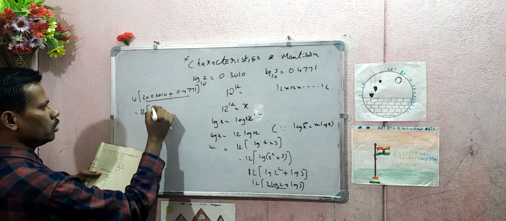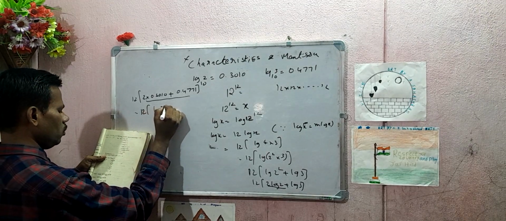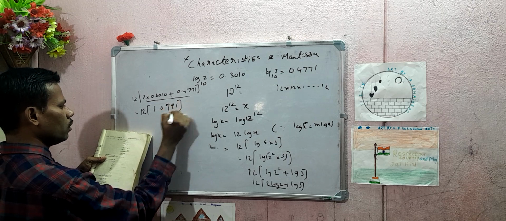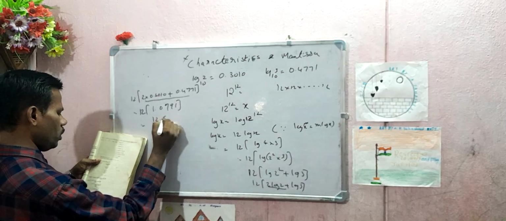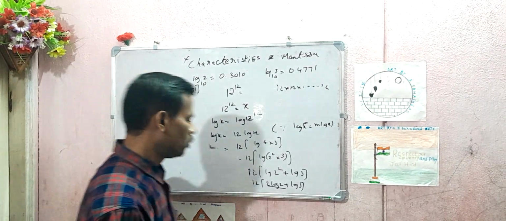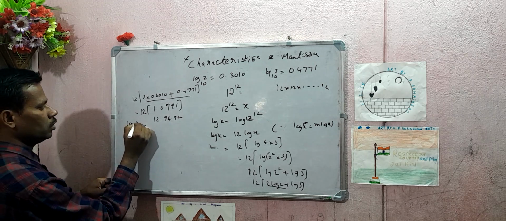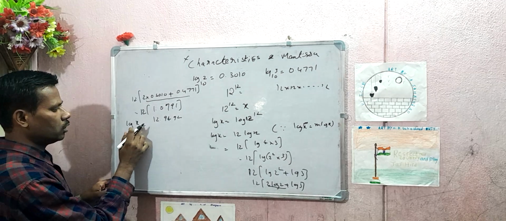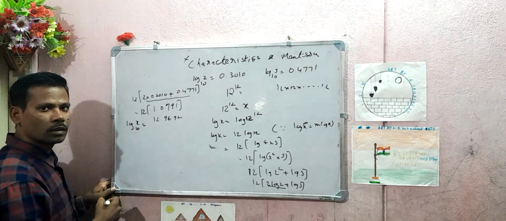The answer is, you simplify this one by yourself, 1.0791, and when you multiply these two, the answer is 12.9492. Now logarithm is there, number is there. Now this one, logarithm is a number to the base 10.